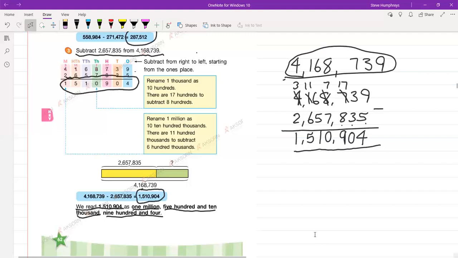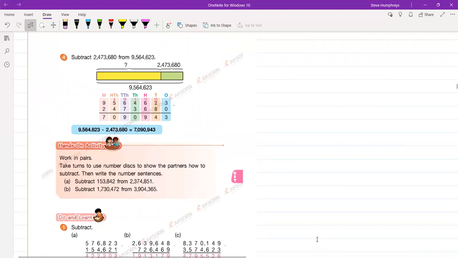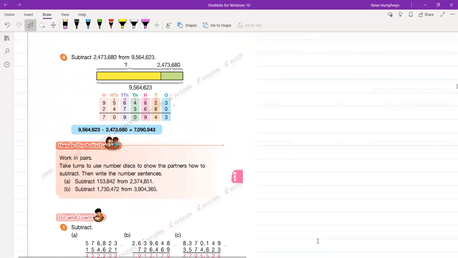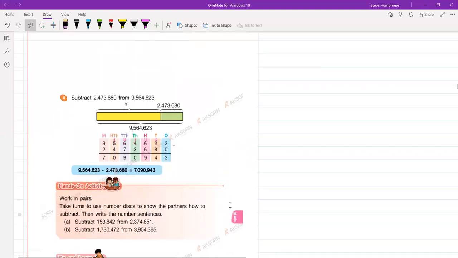Okay, let's move on to page 63. We're going to do one more example, and then you can have a go at some of these activities to practice. Okay, we're on page, let's have a look. Page 63. Okay, here's another example.